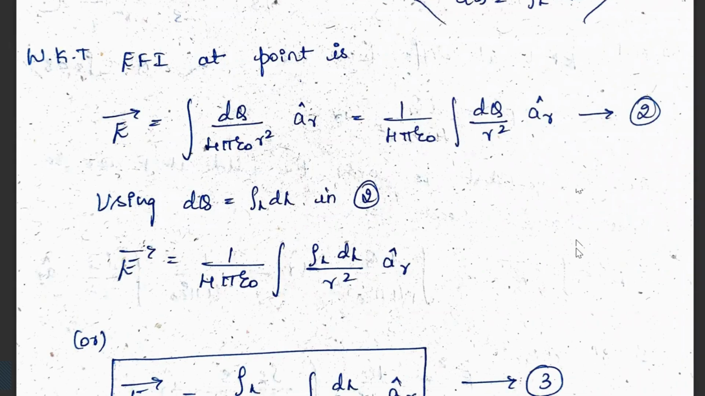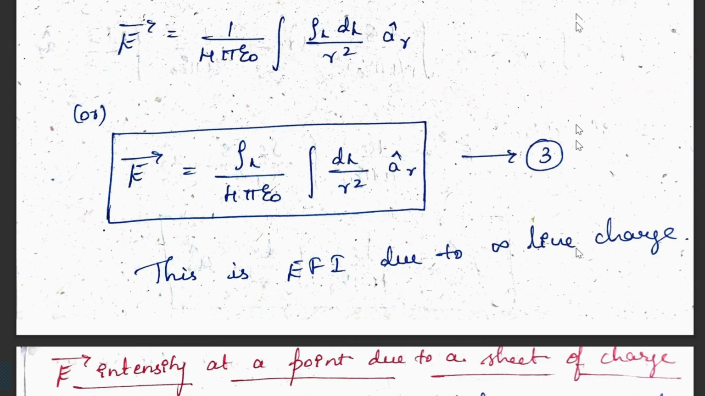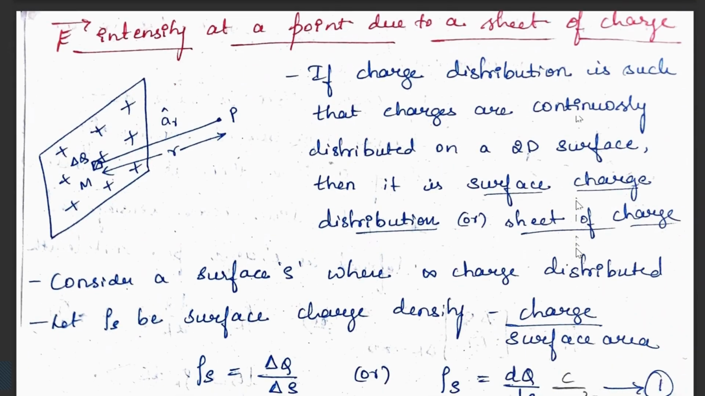You will get the equation, which is E vector is equal to rho L divided by 4 pi epsilon naught integration of dl divided by r square into ar cap. This is the electric field intensity due to an infinite line charge. Next, similarly, you have to do it for the sheet of charge. That is, if the charge distribution is such that the charges are continuously distributed in a 2D surface, then it is called surface charge, or you can say sheet of charge.